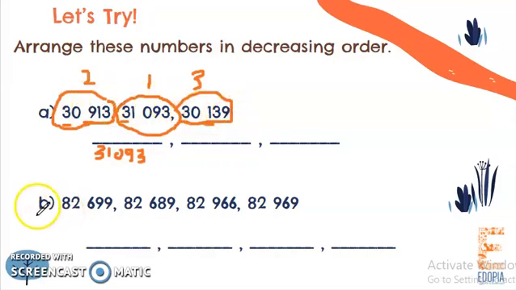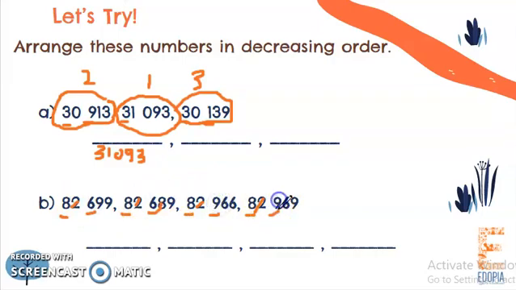Now let's arrange this B part in greatest to smallest. Here we have 8, 8, 8, and 8. 8 is in all the place values of 10,000. So let's compare the thousands, 2, 2, 2, and 2. This means we have to compare hundreds now. 6, 6, 9, and 9.